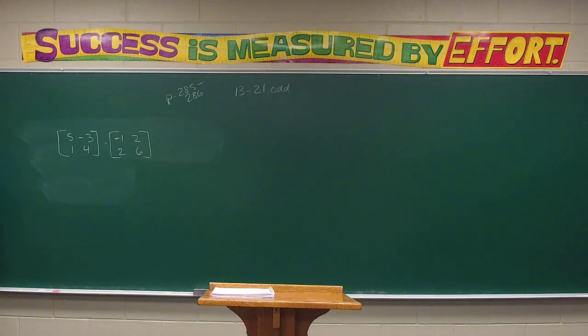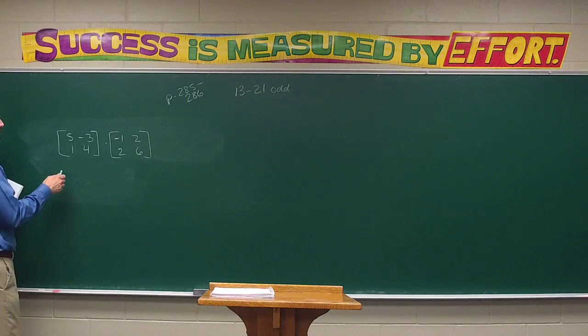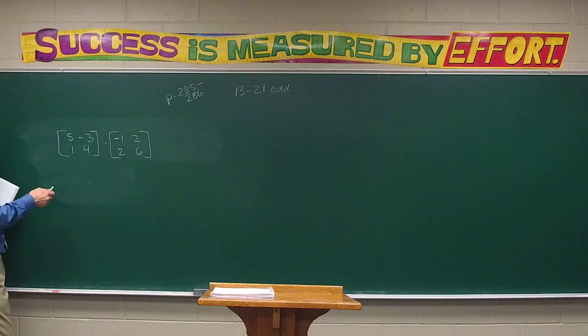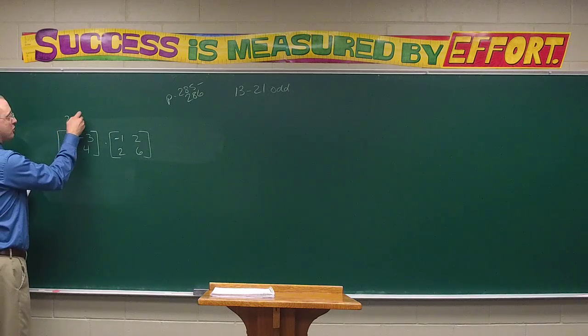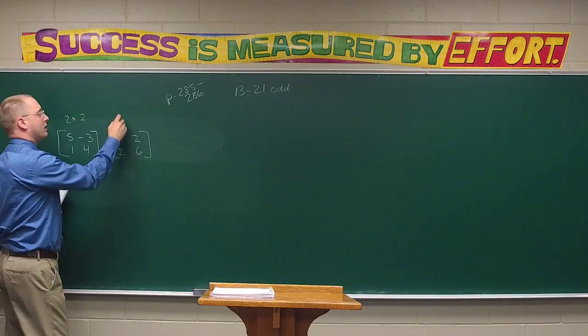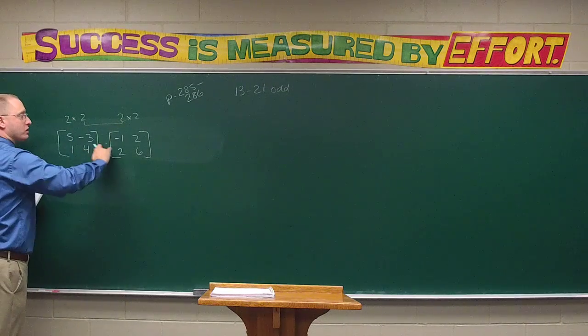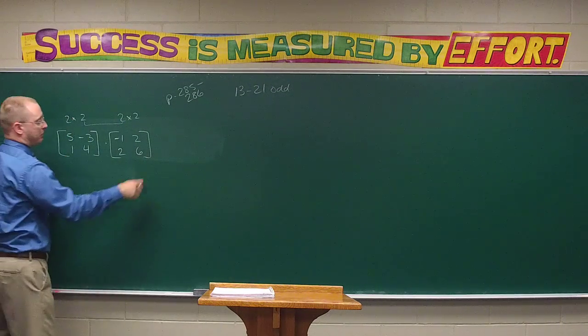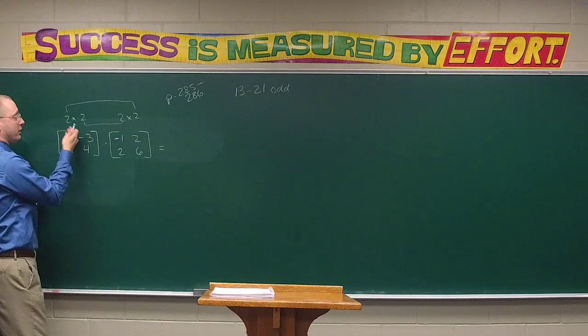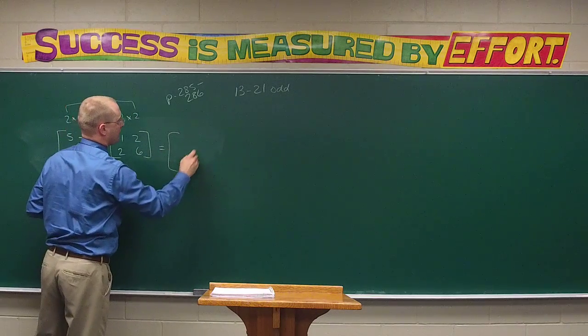Maddie? The columns in the first one and the rows in the second one. Good. Specifically looking how many columns in the first, how many rows in the second, or in general just the dimensions. This first matrix, number 12, class, was a 2 by 2 matrix. The other one was also a 2 by 2. So of course, yes, because the columns of the first and the rows of the second match, we can multiply, and our product will be, class, another 2 by 2 matrix.